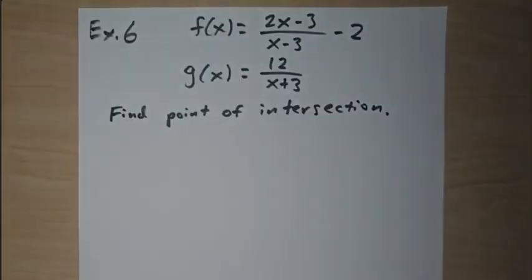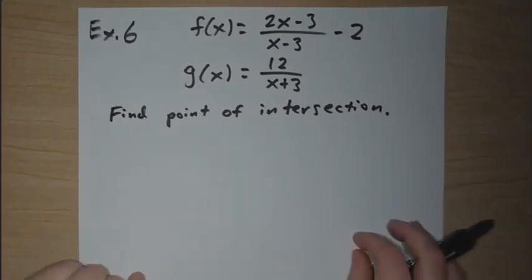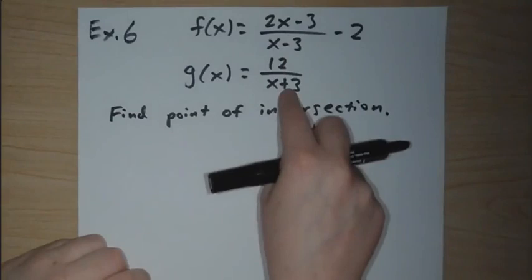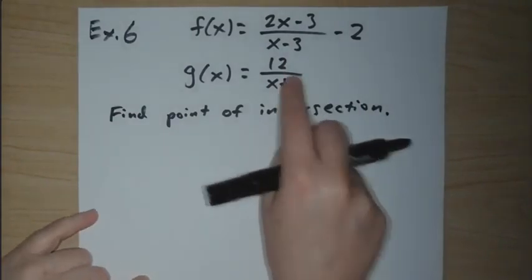This is example 6 from the Solving Rational Equations lab. We have the following two functions, f of x and g of x, and we want to find the point of intersection, if one exists, between the two functions. A point of intersection is when these two graphs equal one another. They have the same y value.